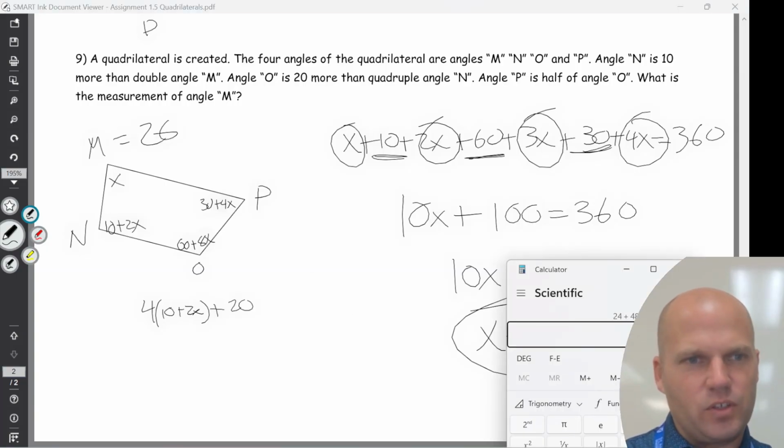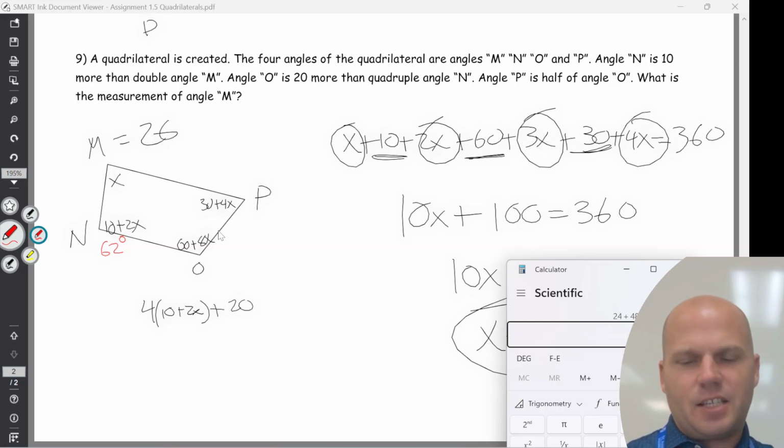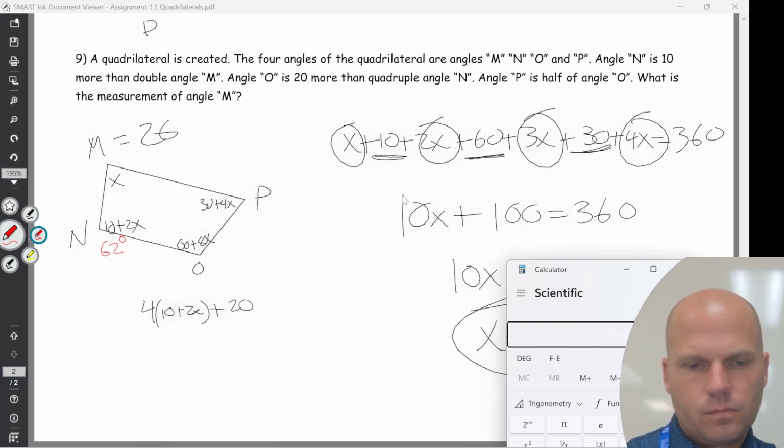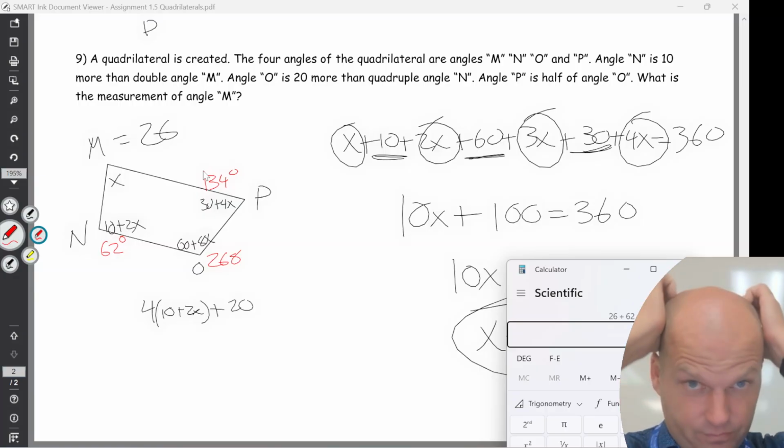And for fun, I'm going to figure out the other angles. So 26 times 2 is 52 plus 10 is 62. 26 times 8 plus 60 is 268. Then half of that is 134. Does this work out? 26 plus 62 plus 134 plus 268. Something happened. I made a mistake.